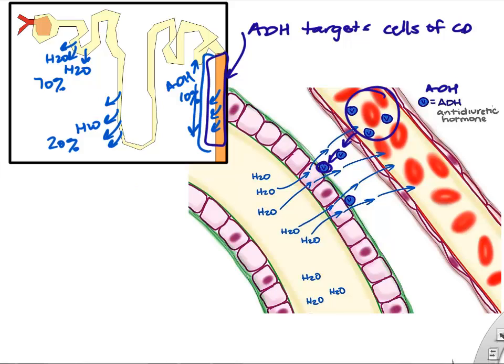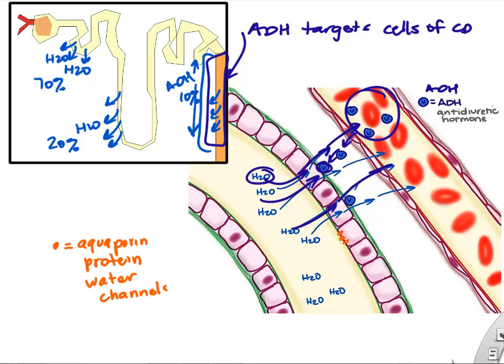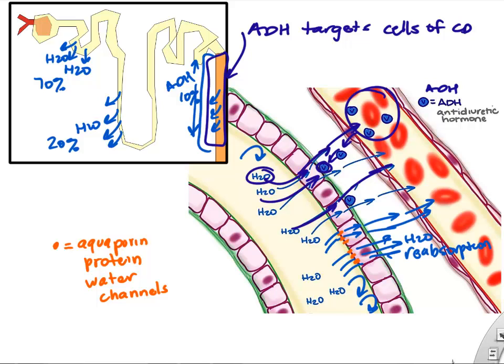When ADH is around, those little collecting duct cells make little water channels and insert them into their membrane, and water is able to pass out of the filtrate and be reabsorbed into the body. We call those water channels aquaporins. They're just proteins, and they allow water to pass into the collecting duct cells and then back into your capillaries, and that's water reabsorption. Again, the more ADH, the more water reabsorption. The less ADH, the less water reabsorption.